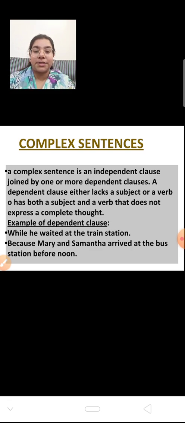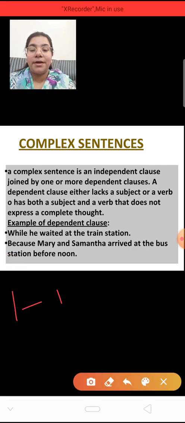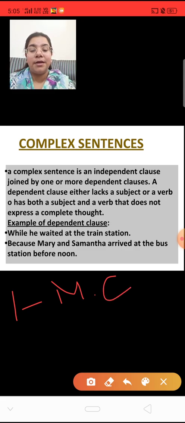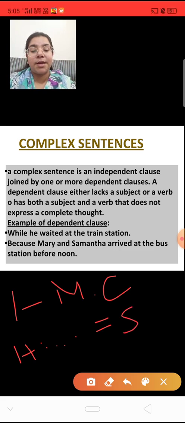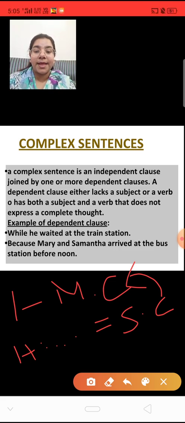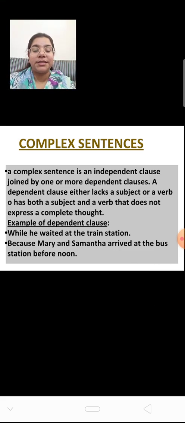What are complex sentences? A complex sentence has an independent clause. In complex sentences we have one independent clause which is joined by one or more dependent clauses. That means here we are going to have one main clause and one or more subordinate clauses that are dependent on the main clause. So let us see what a complex sentence is.